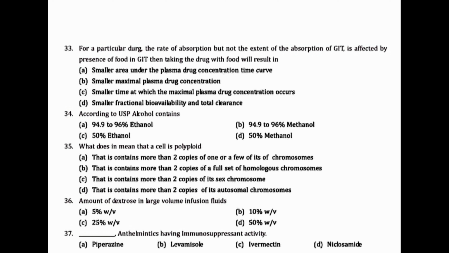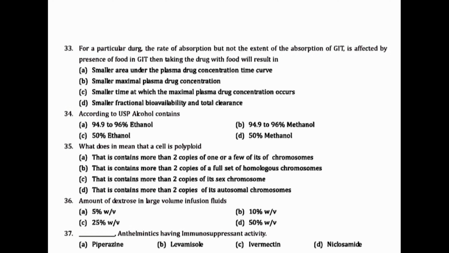Question number 34. According to USP, alcohol contains option A, 94.9 to 96% ethanol, B, 94.9 to 96% methanol, C, 50% ethanol, D, 50% methanol. Correct answer is option A, 94.9 to 96% ethanol.